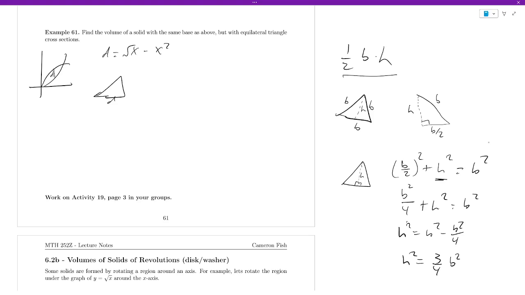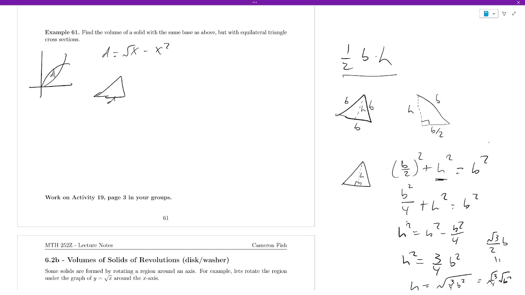And if I want to solve for h, I should probably square root, right? h is going to be the square root of 3/4 b squared. When you square root a product, it's the same as the square root of each of the factors: the square root of 3/4 times the square root of b squared. And when I square root this fraction, it's the same as the square root of the top over the square root of the bottom, which is 2. And then this will be b.